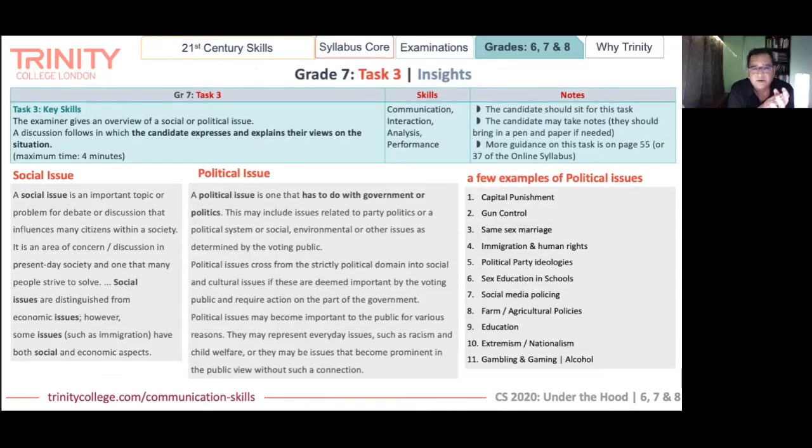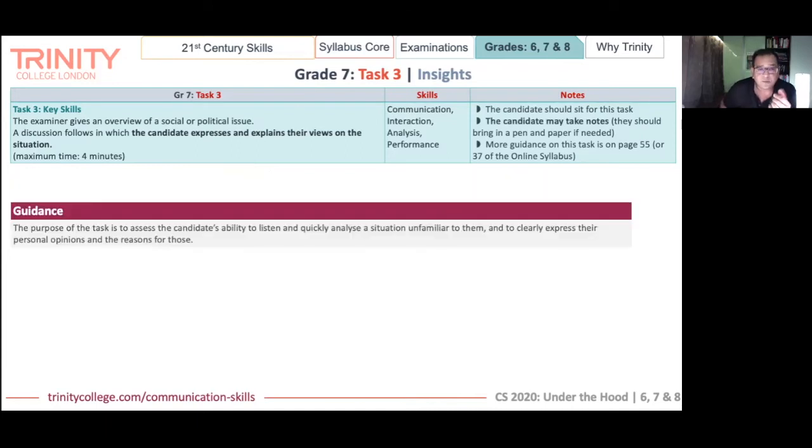Which brings us now to grade 7, task 3. So here the examiner gives an overview of a social or a political issue, and a discussion ensues where the candidate expresses and explains their views on the situation. So again, I've defined what is a social issue, what is a political issue, given you a couple of examples of political issues because I've already covered that of social issues earlier. But how do you go back and prepare for a task like this? How do you develop teaching around something like this? So this is, of course, the guidance to say what exactly you need to do.